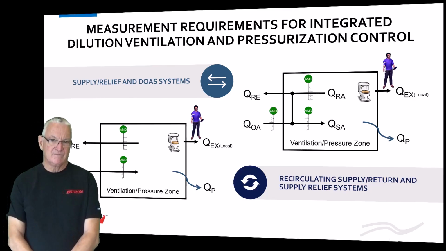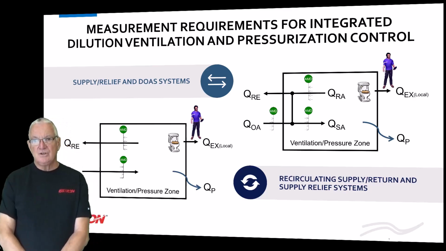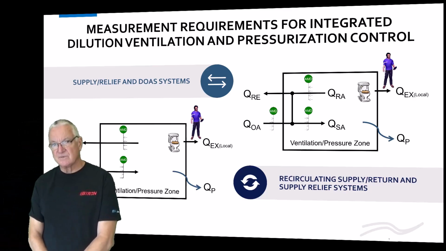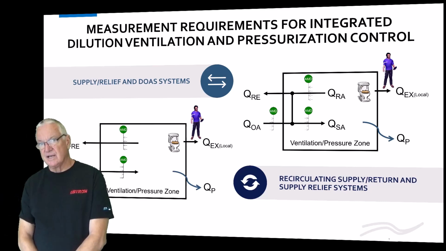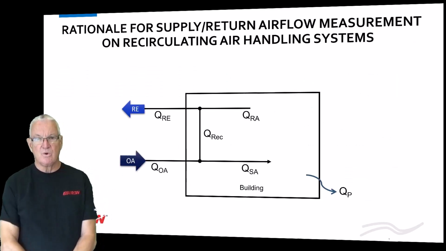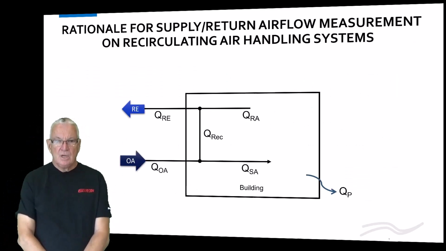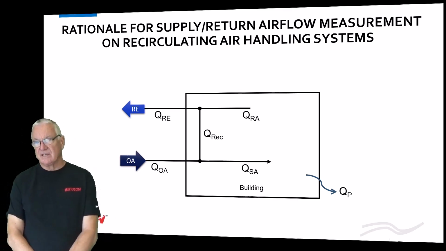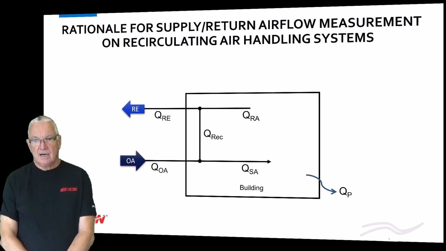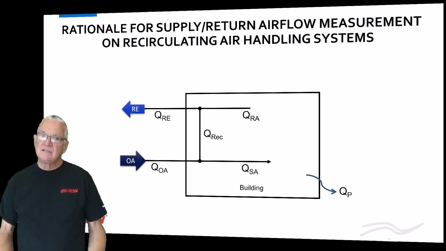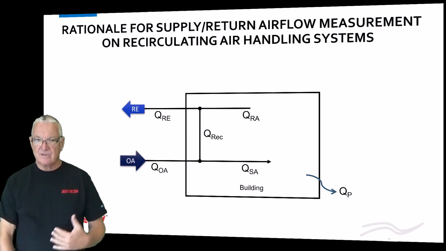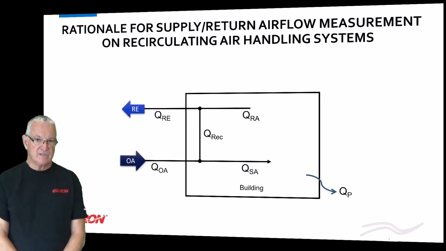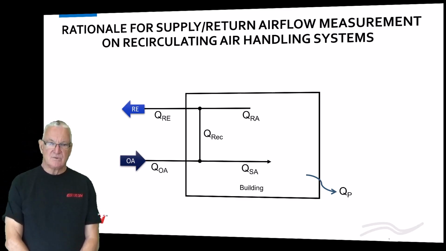It's the same flow. Now, when you get into recirculating systems, they're a little more complicated because you have that recirculation path. I'm showing you there that we're going to do supply, return and outside airflow measurement, but I want to show you why. So this is a recirculating air handling unit. Technically, the mechanical ins and the mechanical outs, the difference between those two, create a pressurization flow. And a lot of folks think, well, that's what I want to measure.